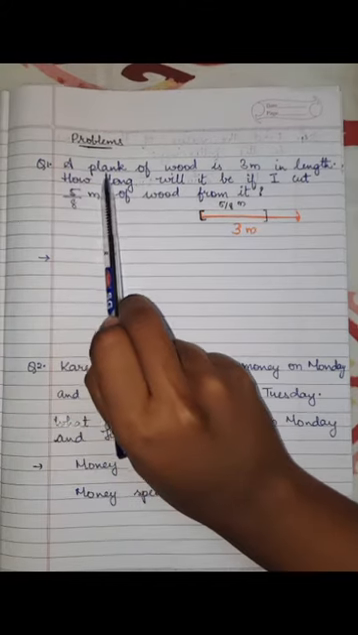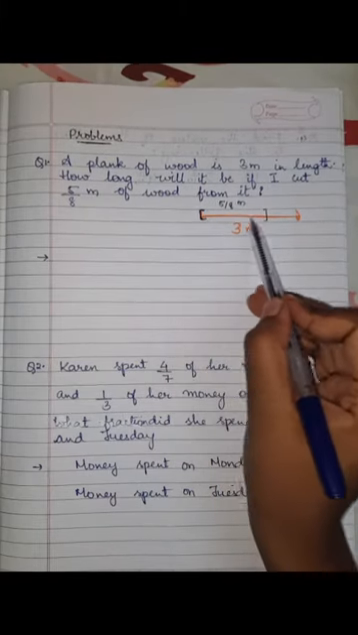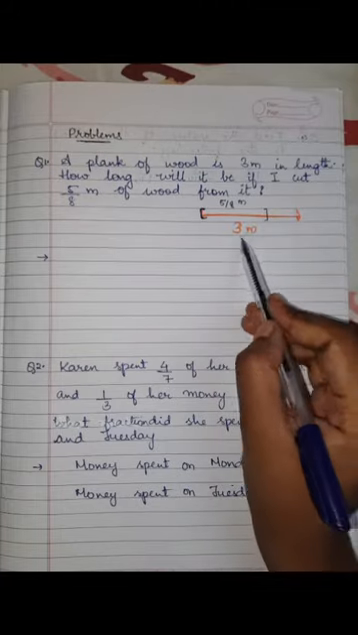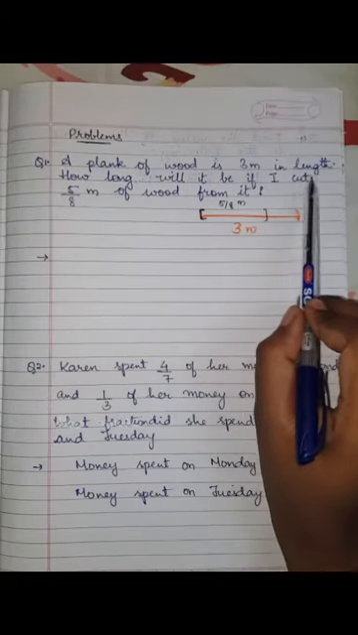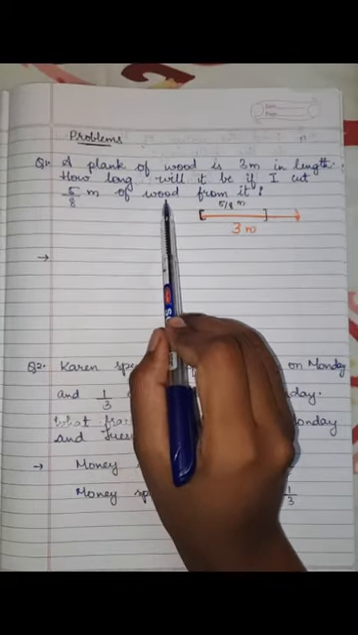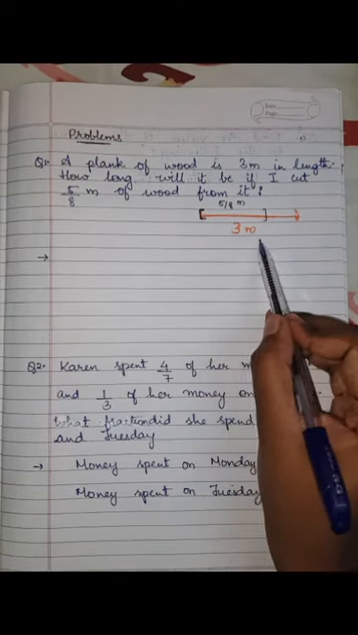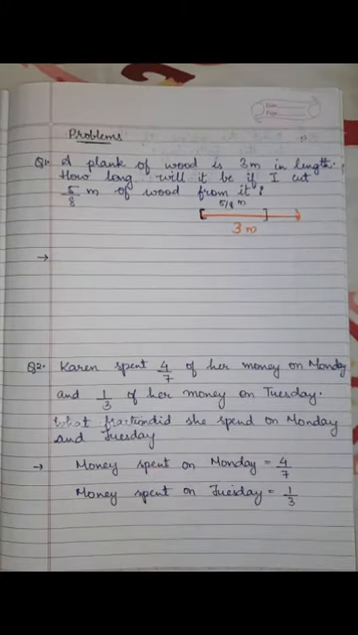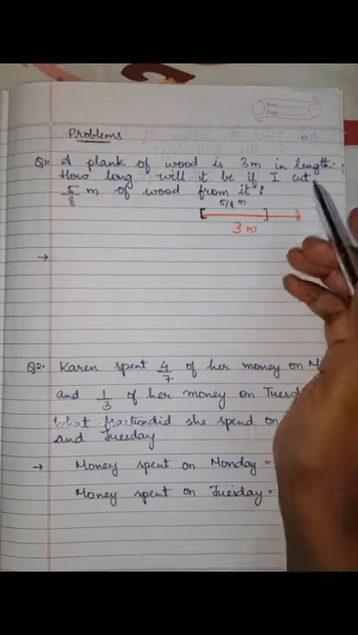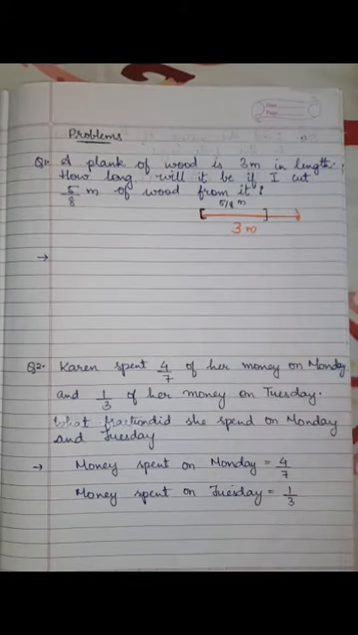We have, a plank of wood is 3 meters in length. Okay, so suppose this is my plank of wood, the one which I have drawn with orange, and it is 3 meters in length. How long will it be if I cut 5 by 8 meters of wood from it? So you have one whole plank of wood which is 3 meters, out of which 5 by 8 I am cutting out of it. So they are asking you how long will it be after I cut it. Now if I have a total of this, if I cut this much, I'll be left with this. I'll be left with only this much part of it.